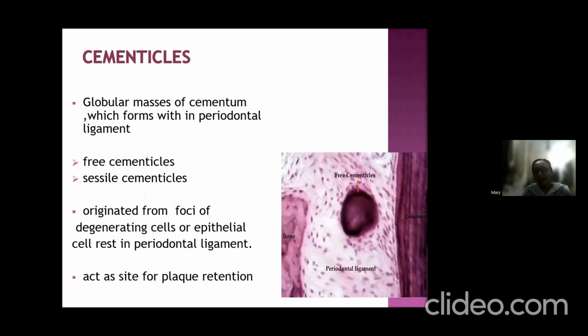So there are also other structures called cementicles. These are actually globular masses of cementum which form in the periodontal ligament. These globular masses can be of two types: free as well as sessile. Here we can see a picture of a free cementicle, and they originate from foci of degenerating cells or epithelial cells in the periodontal ligament. And these cementicles can also act as a site of plaque retention.